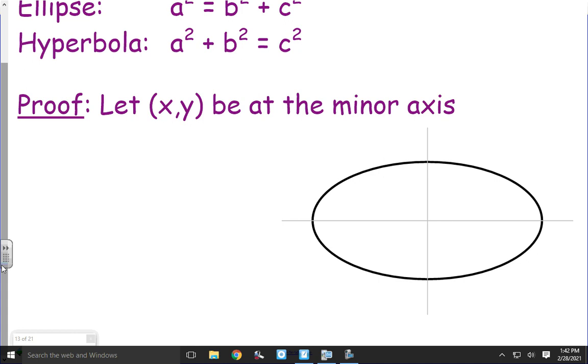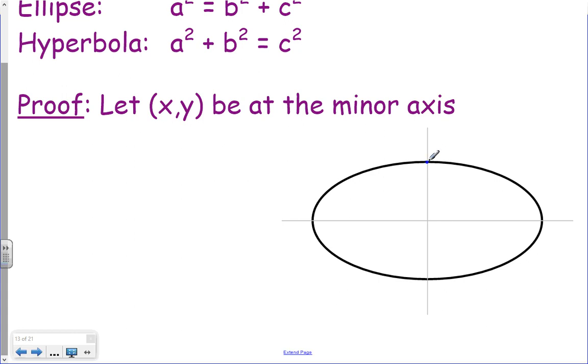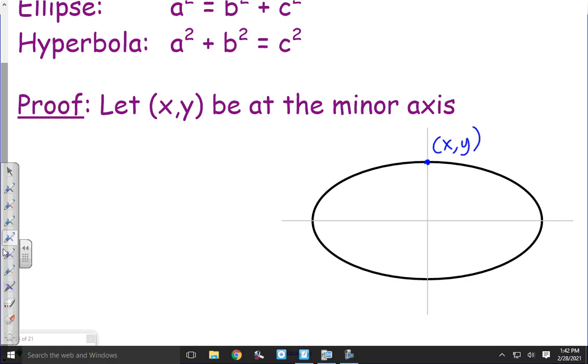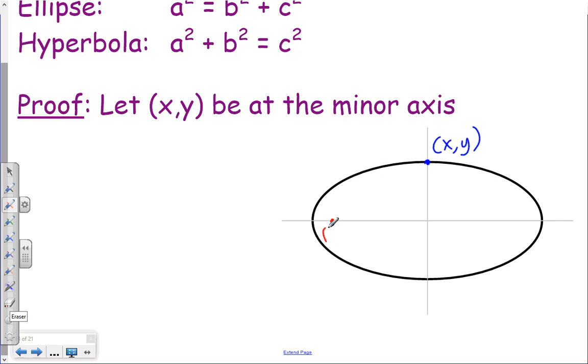Okay, so let's pick a point x, y. This time the little hint that it gives us to help us out is to pick the point that's at the minor axis. So we're going to name this point x, y. And then if I mark my two foci here, I'll name this my focus on this side, and we'll mark this as my focus over here on this side.